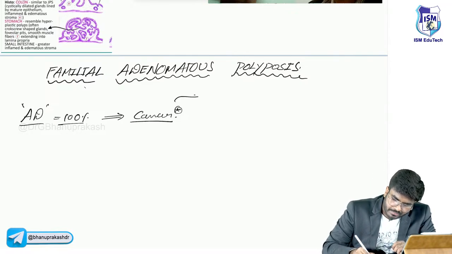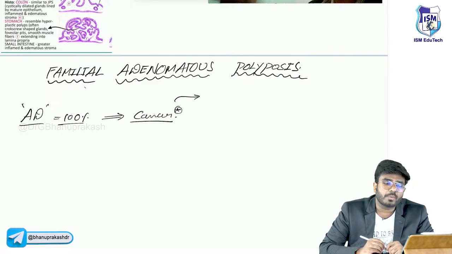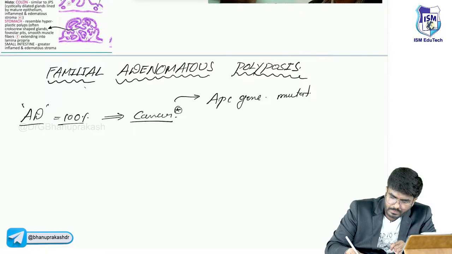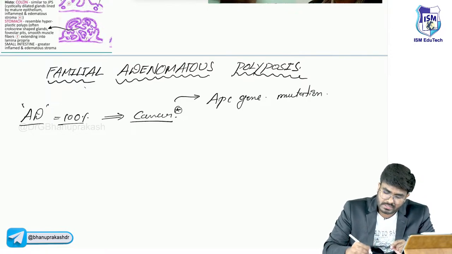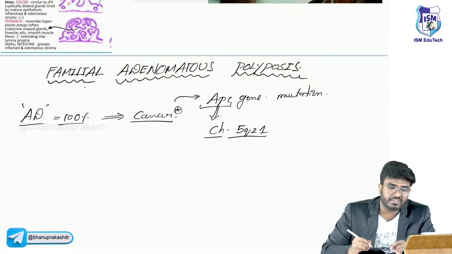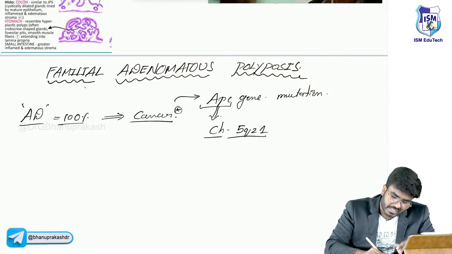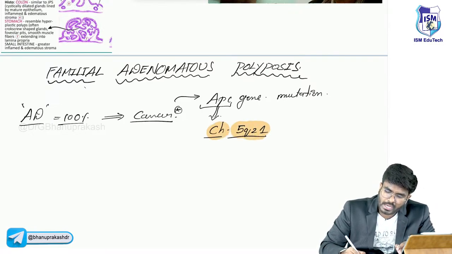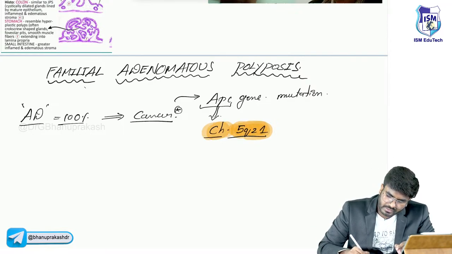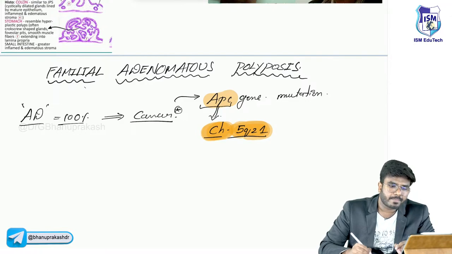Now, what is the gene mutation in familial adenomatous polyposis? APC gene mutation, sir. This APC gene is present on chromosome number 5, Q21. That's the locus of this gene, the band and subband region. So 5Q21 is the locus for the APC gene.